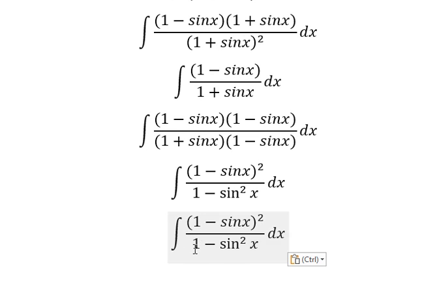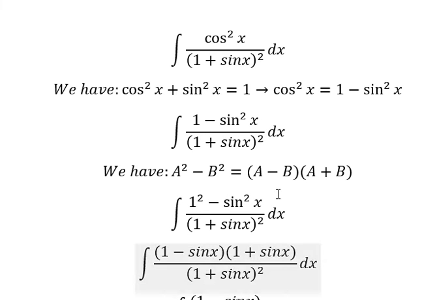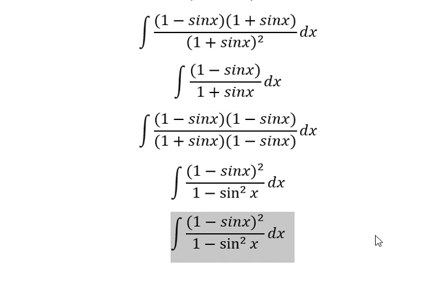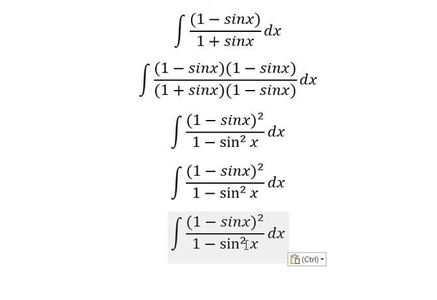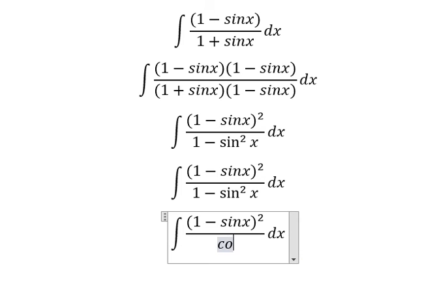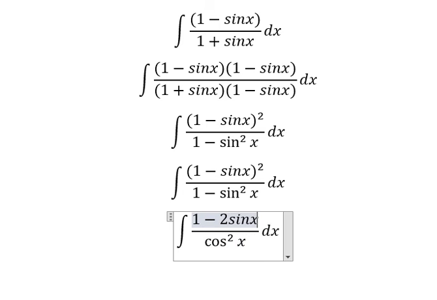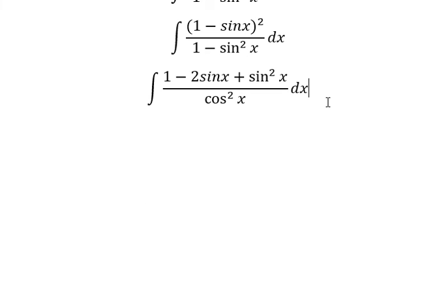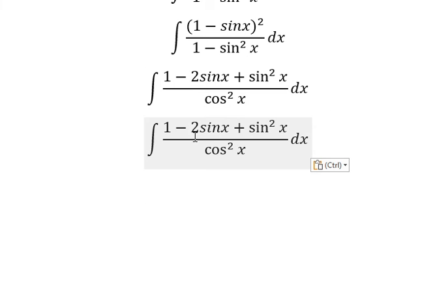Next, 1 minus sin squared s, that is about this one in here. So 1 minus sin squared s, we have cosine squared s. This one we need to expand. So we have 1 over cosine squared s, sin s over cosine squared s, and sin squared s over cosine squared s.